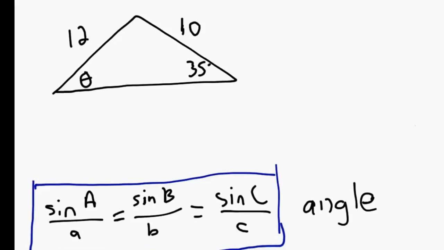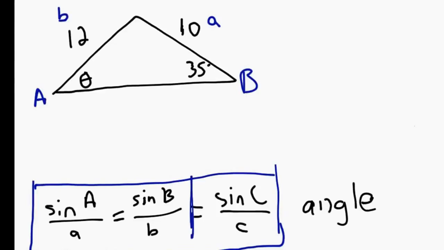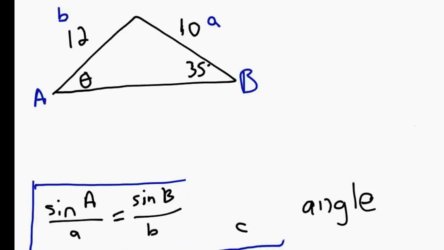What we want to do is only use 2 parts of it. It doesn't matter which angles you use. To make it easier, let's call this one angle A, so the 10 would be side A. Then we call this one angle B, which means this one would be side B. So we have A's and B's involved, and the formula we're going to use is only the first part of it. We're not going to worry about the rest.